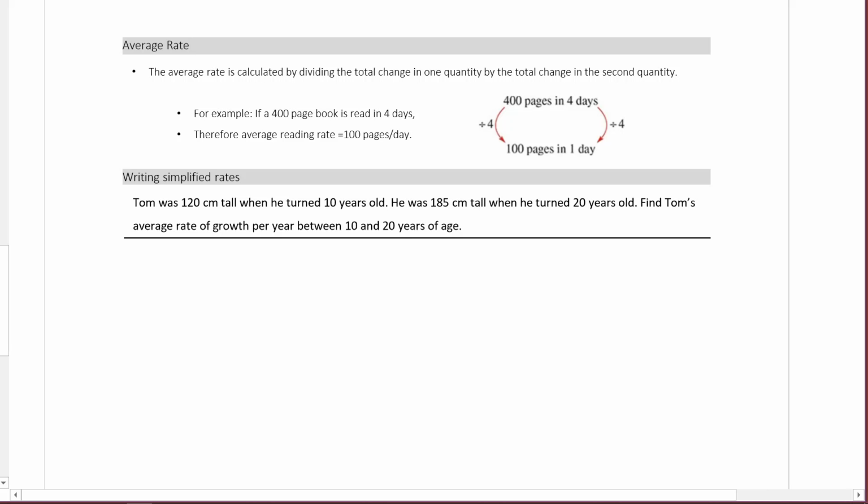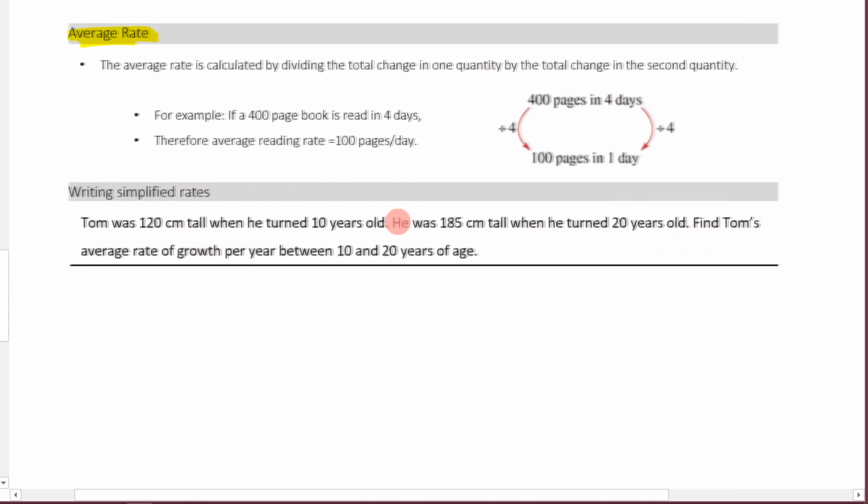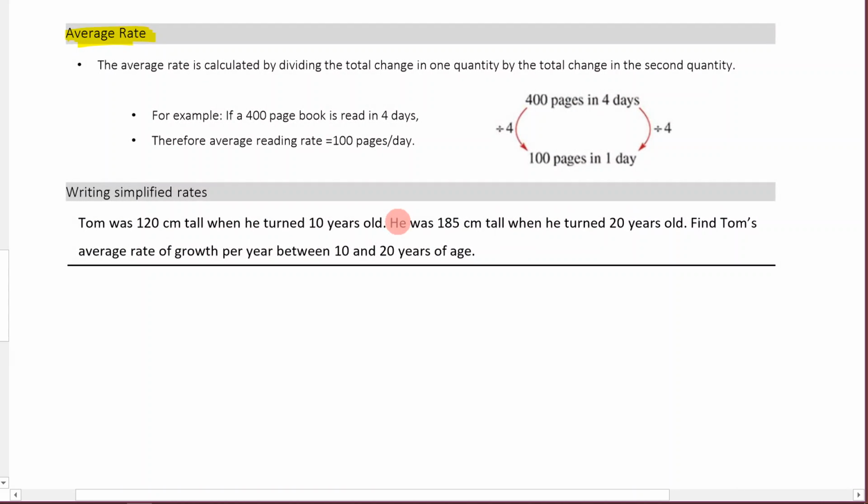Welcome to the final part of this lesson where we're going to be talking about average rate. The average rate is calculated by dividing the total change in one quantity by the total change in the second quantity. So it's quite similar to finding the simplified rate. Let's look at an example here and it'll make a bit more sense.